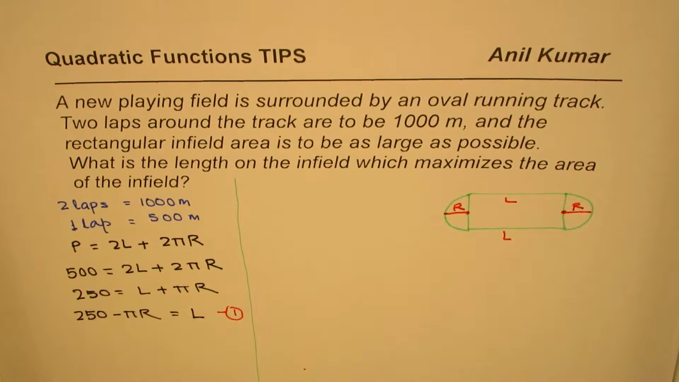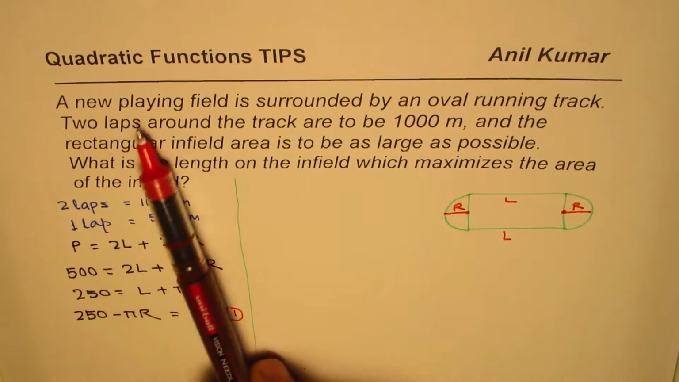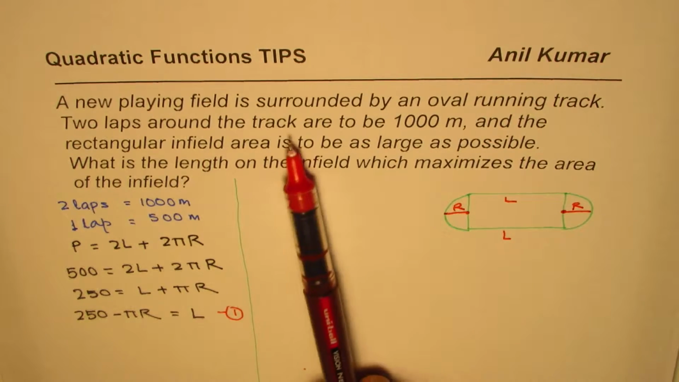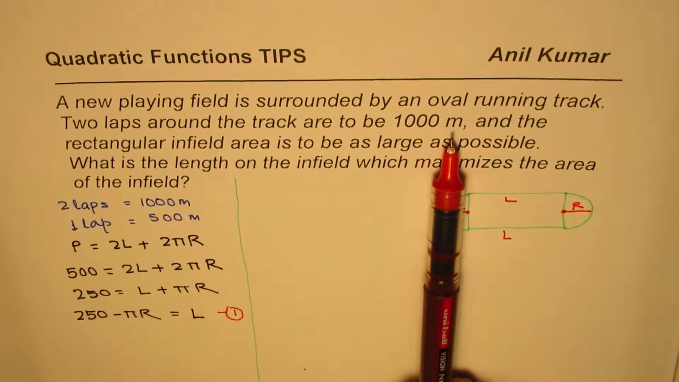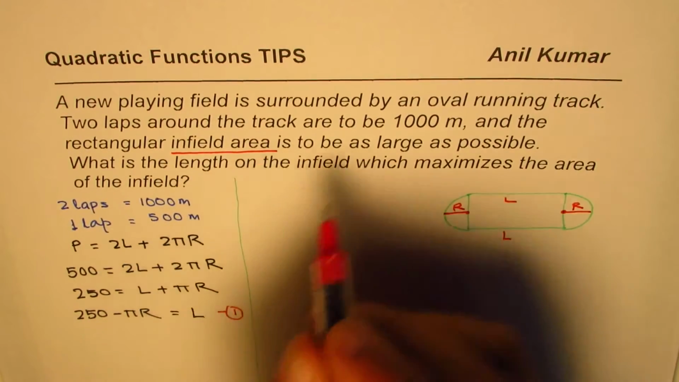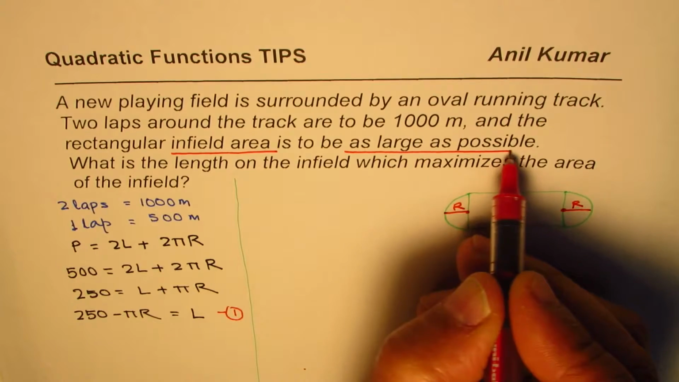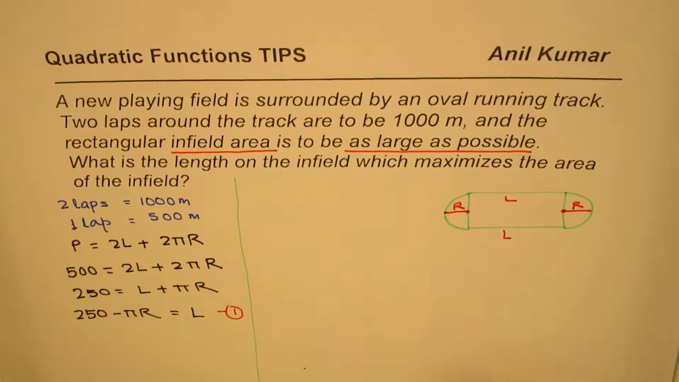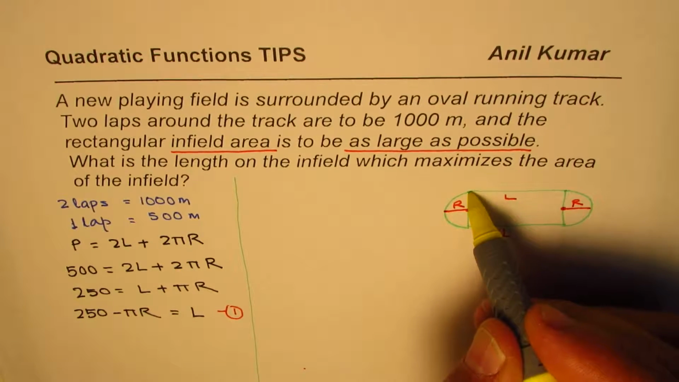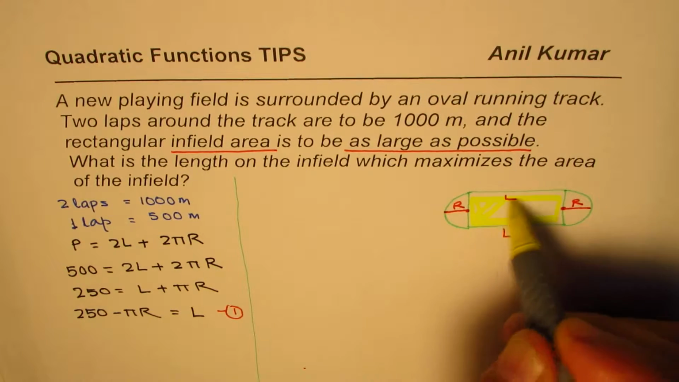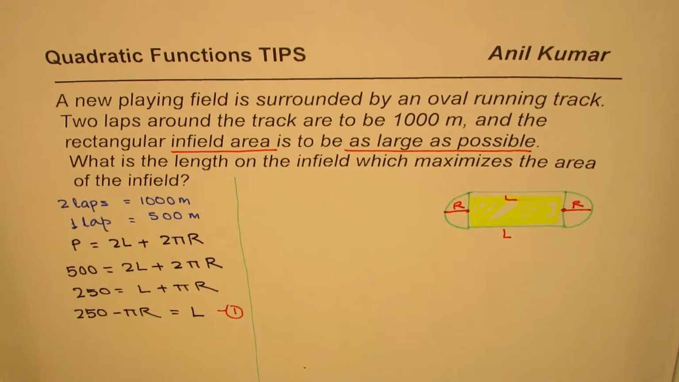Now let's read the question once again. It says, a new playing field is surrounded by an oval running track. 2 laps around the track are to be 1000 meters, and the rectangular infield area is to be as large as possible. So that is to say, we want to maximize this area. So this is the infield area which we want to maximize. Do you understand? So this area we want to maximize.